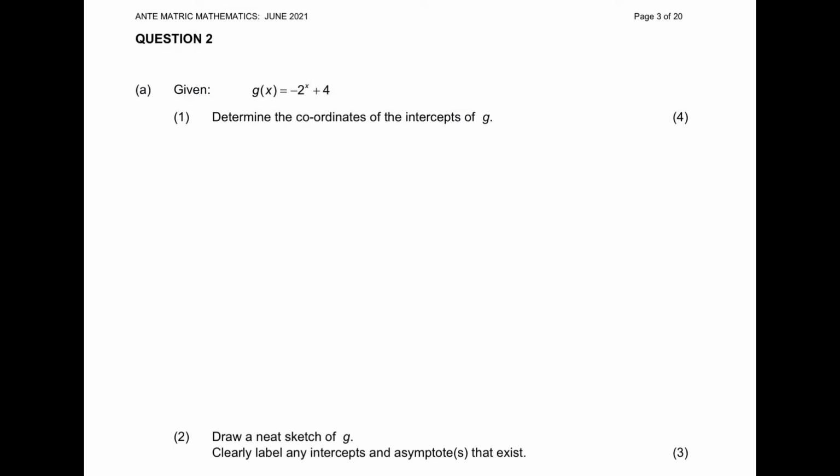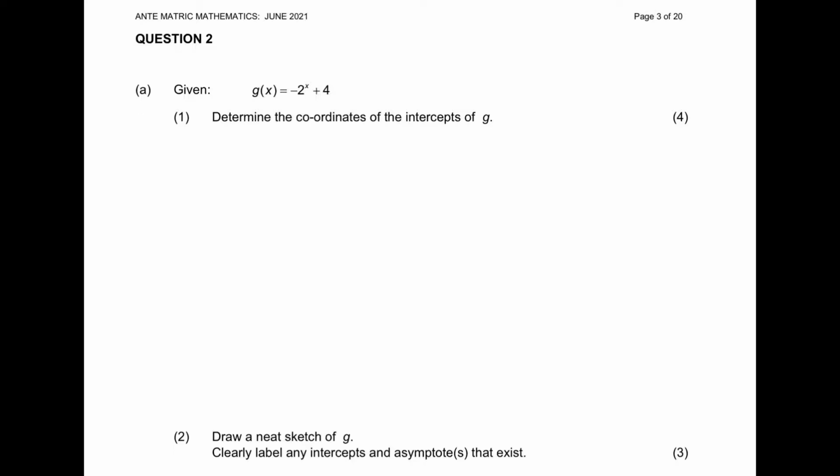Question 2a, given g of x is equal to negative 2 to the power of x plus 4. So firstly, before you even answer the question, just understand what type of function it is. It's an exponential function, because you're going to have to end up drawing it in question 2. Right, so question 1 is determine the coordinates of the intercepts of g. So they're really just helping you work out the information that you need in order to sketch the function.